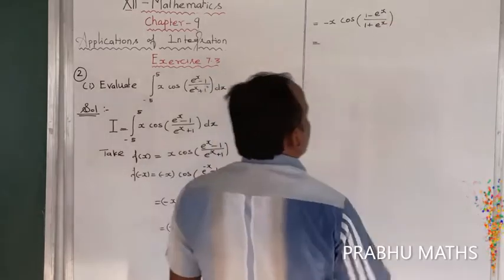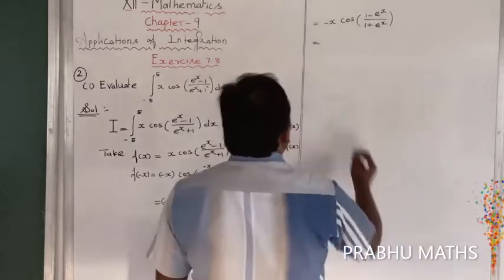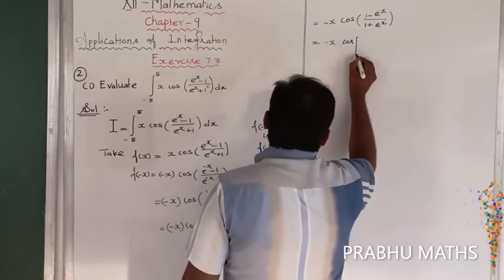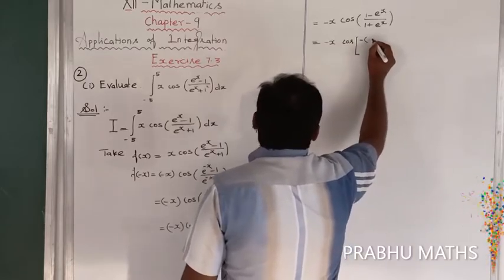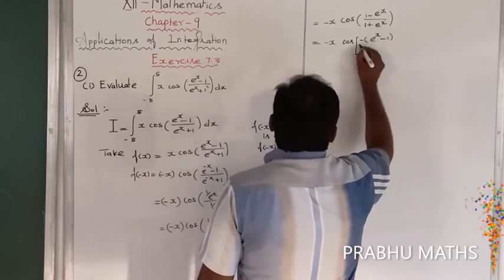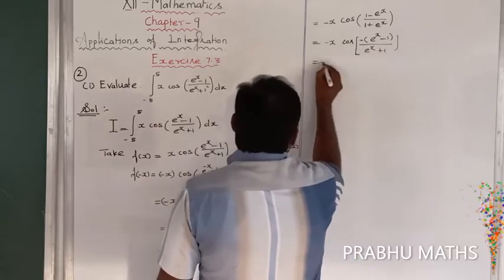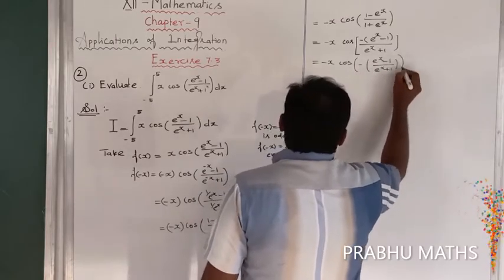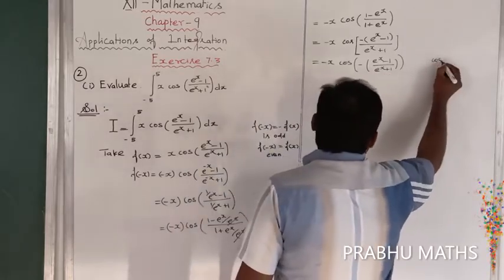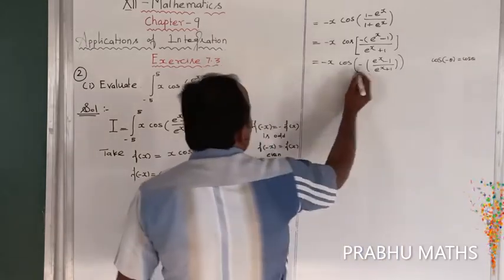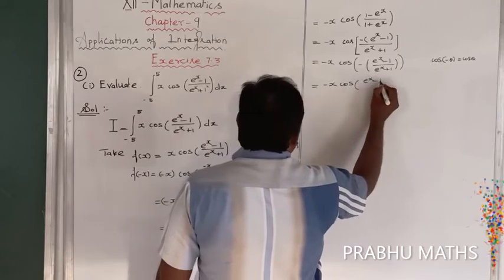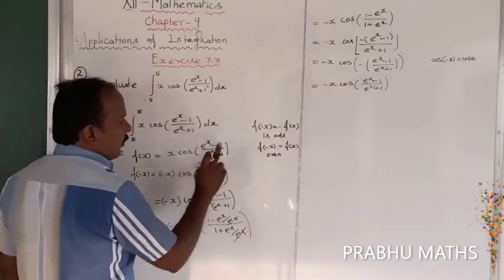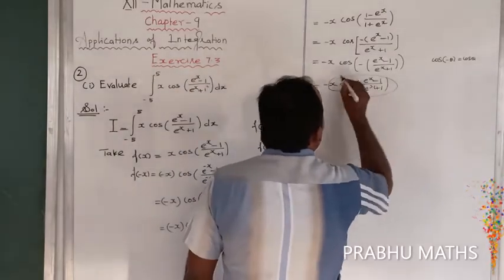For the numerator, definitely the function f of x is compulsorily coming. So taking the minus outside in the numerator, we get minus x into cos of minus (e power x minus 1) divided by (e power x plus 1). Now, cos of minus theta is equal to cos theta, so this one is going to be plus only. So cos of (e power x minus 1) divided by (e power x plus 1). So this is called f of x: x into cos of (e power x minus 1) divided by (e power x plus 1). So this is fully considered to be f of x.